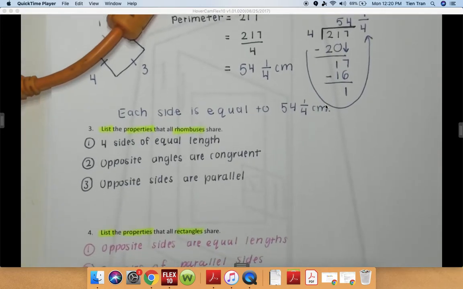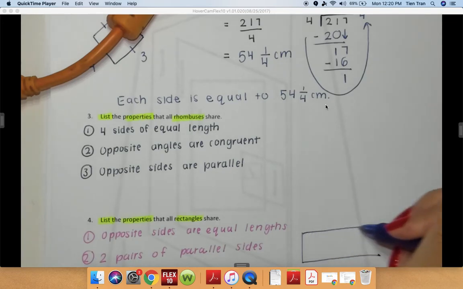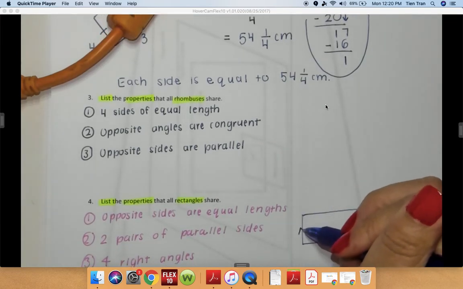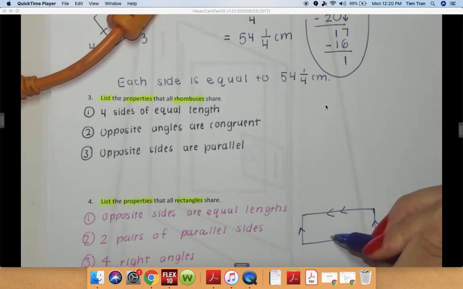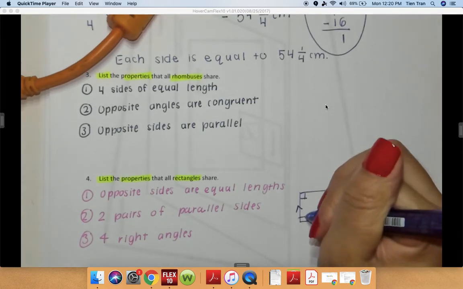Okay. Number 4, list the properties that all rectangles share. 1, opposite sides are equal lengths. If it helps, you can draw the picture too. 2 pairs of parallel sides, so these lines are parallel to these lines, and 4 right angles.